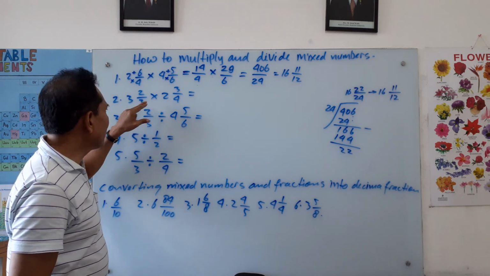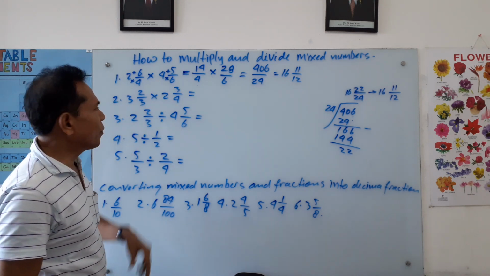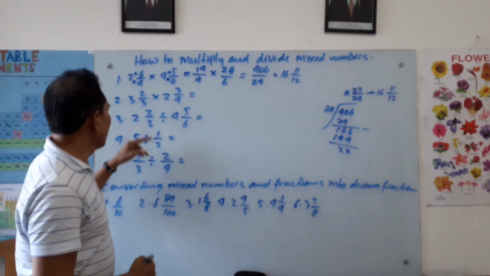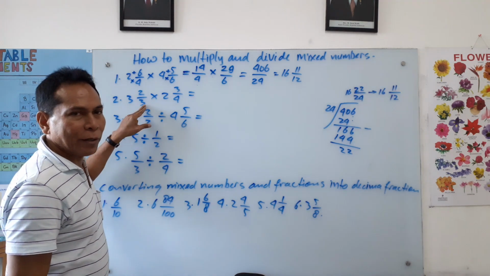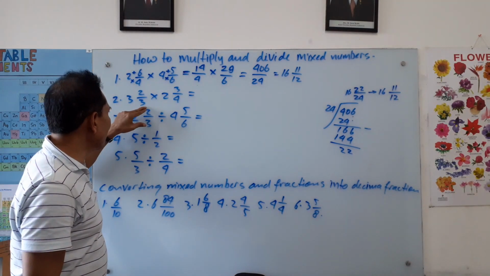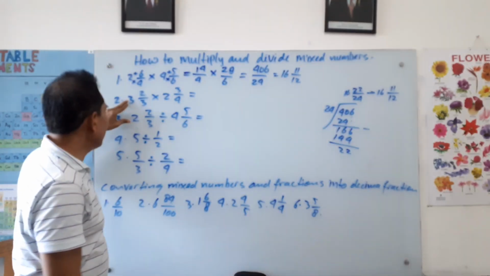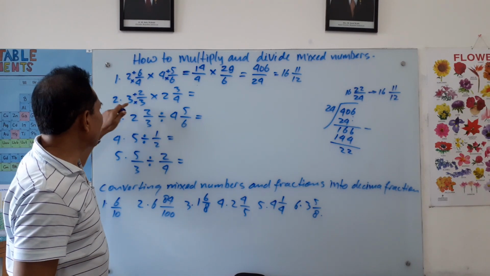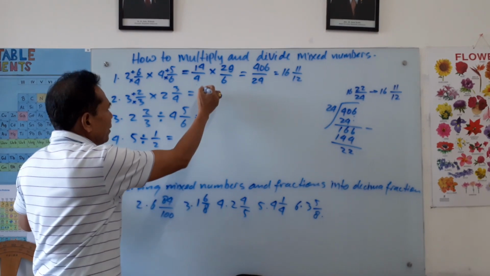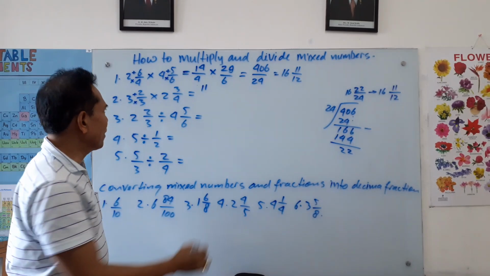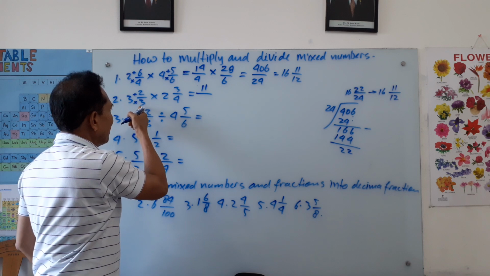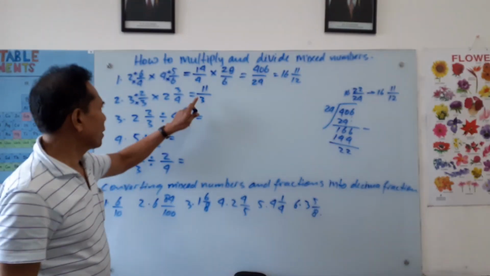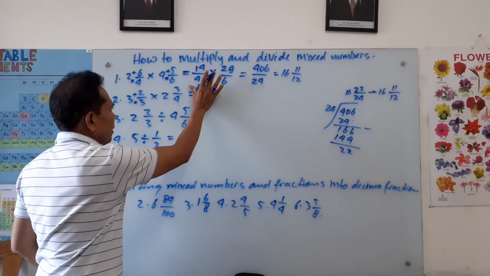3, 2 over 3 times 2, 3 over 4. Okay, we use the same system, the same way. So first, we take this denominator, we multiply with this whole number 3 here. So 3 times 3 is 9. Okay, so I put this multiplication sign here and then addition here. So 3 times 3 is 9, 9 plus 2 is 11. Okay, we put it there. And we put this line to separate with denominator. Denominator 3, you don't need to change it. So 11 over 3.